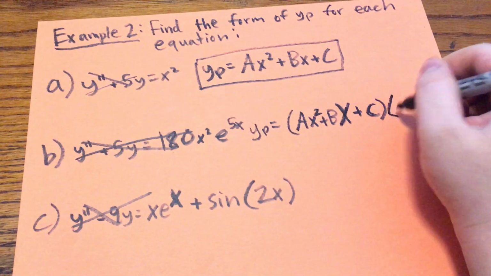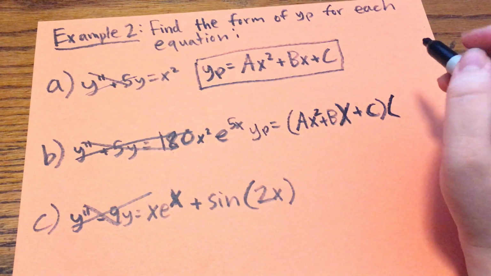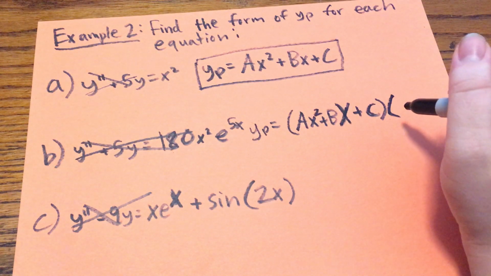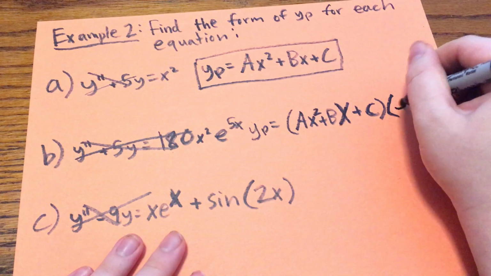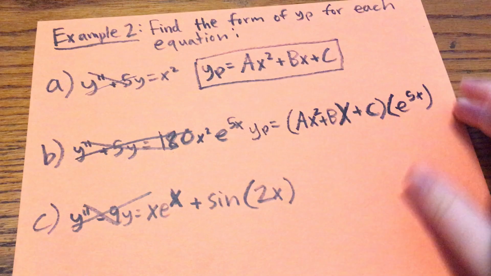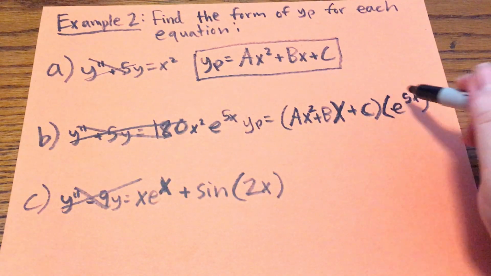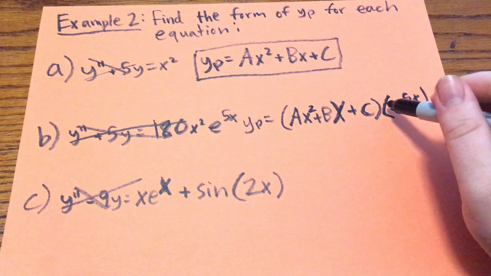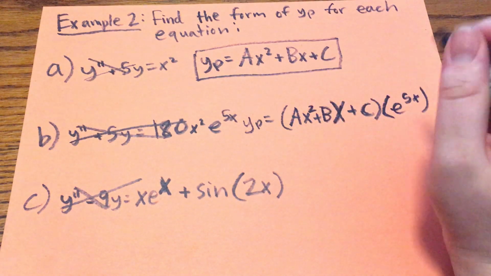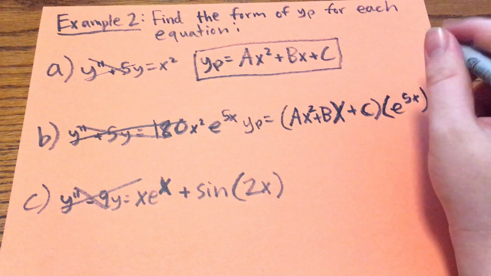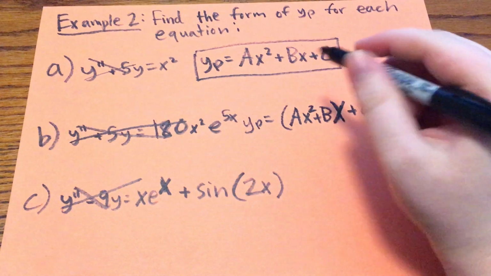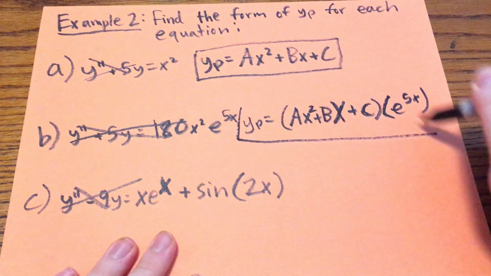times, and you might be tempted to do something like d e to the 5x, but you actually don't need to do that. You can just write e to the 5x. And that is because if you put a constant in front of that, it could just distribute to these previous terms, and then the constants would all just mesh together. So it's kind of useless to put a constant in front of that. Okay, so that is part B.